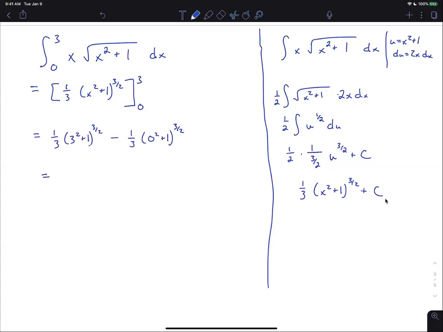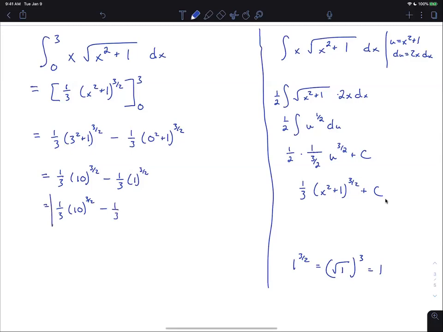Everybody clear? Okay, and so 3 squared plus 1 is obviously 10. So you get 1/3 times 10 to the 3 halves minus 1/3 times 1 to the 3 halves. 3 halves power means I take the square root and then raise it to the third. So 1 to the 3 halves means the square root of 1 to the third, which ends up being 1. The square root of 10 does not simplify, so I'm going to leave it as 10 to the 3 halves, but then 1 to the 3 halves is just 1. And so that's about as simple as this gets.